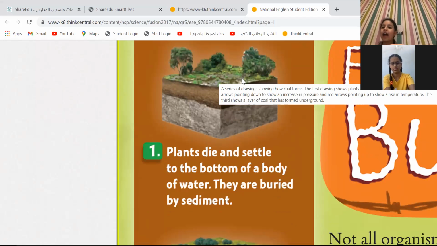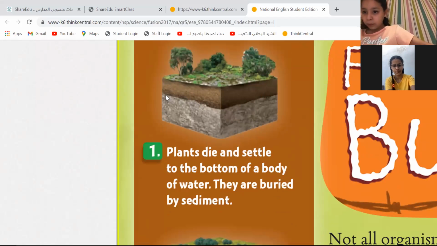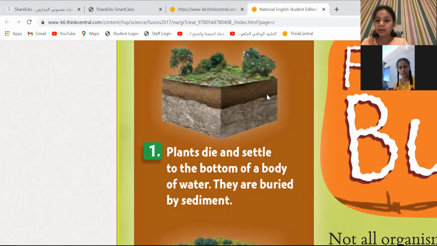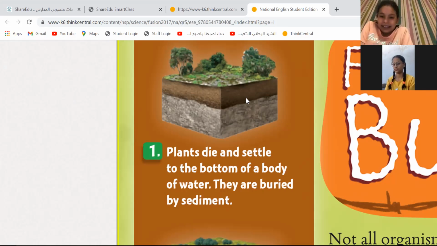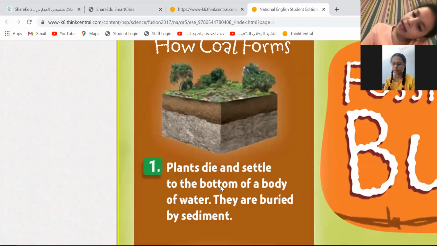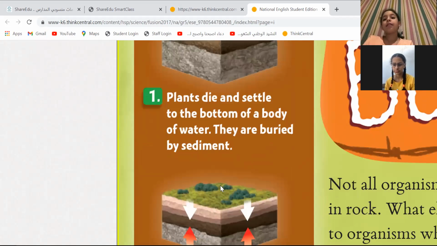Plants die and settle to the bottom of a body of water. They are buried by sediment, just like fishes, remember? Connect both of them together so you don't forget them. So the same thing happens as when the fossil was formed in the fish. Both of them settle to the bottom of the body of water and are buried by what? Sediment. But how did this fossil turn to coal, Maria?